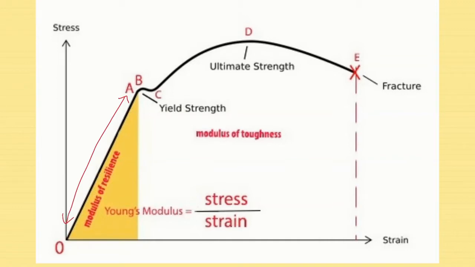When you're in this zone, the behavior is linear. This is also called the elastic zone. What this means is if we have a part under tension or in compression, and it's in this zone, if you release the part, it will return to its original shape. It will have stretched, it may have bent, but when we release it, it's going to go back to its original shape.